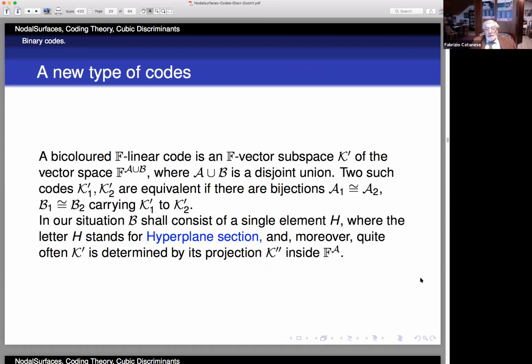Now, for our purpose, I need a new type of codes. A bicolored F-linear code is a vector subspace K prime of the vector space of functions on the disjoint union of two sets. Again, equivalence if there are bijections of the first sets A1 with A2, B1 with B2, carrying K prime 1 to K prime 2. In practice, in our situation, B consists of a single element H, where H stands for the hyperplane section. And moreover, quite often, K prime is determined by its projection inside F to the A.